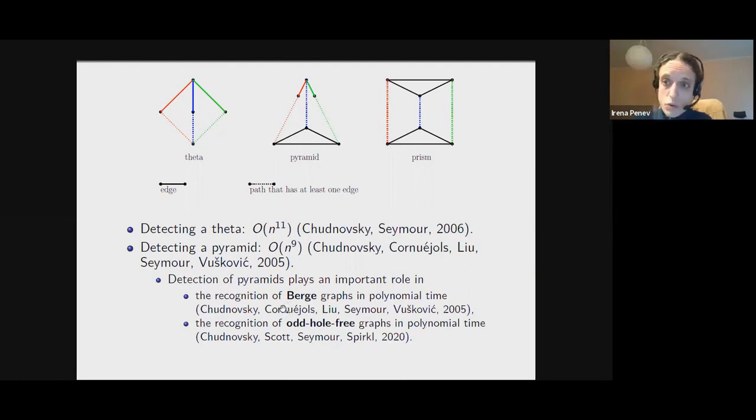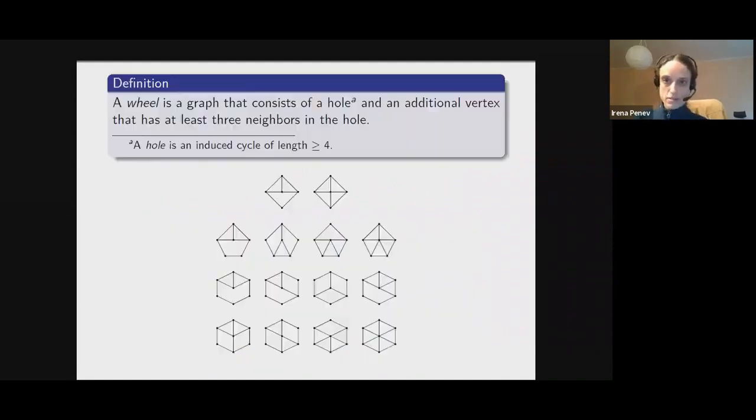Okay, so maybe you know what those are. If you do, well, if you want to recognize these perfect graphs, these pyramids are actually quite important. So this recognition algorithm is pretty important. On the other hand, if you want to detect prisms, that's actually NP complete. So that's what we know about the detection of these 3 PCs.